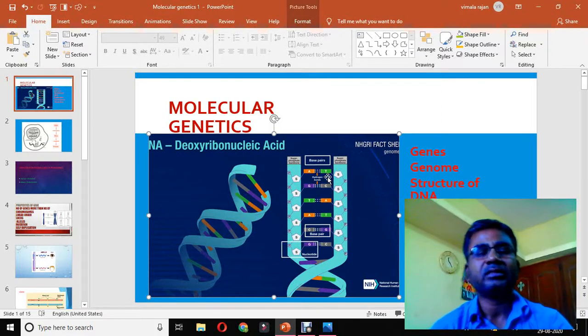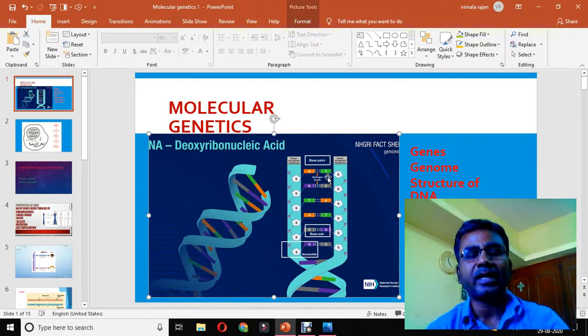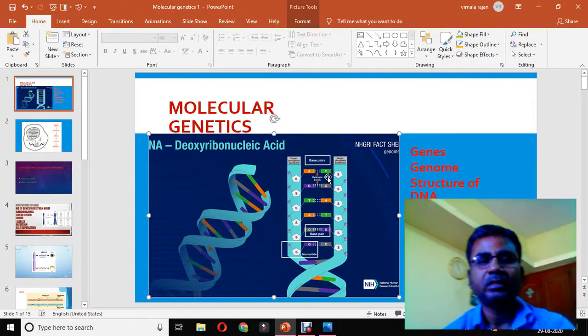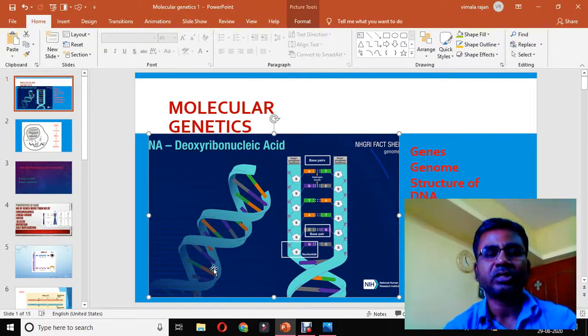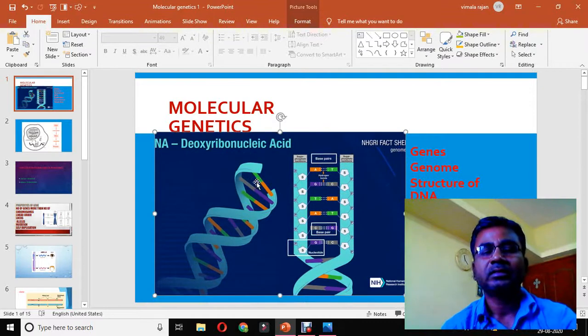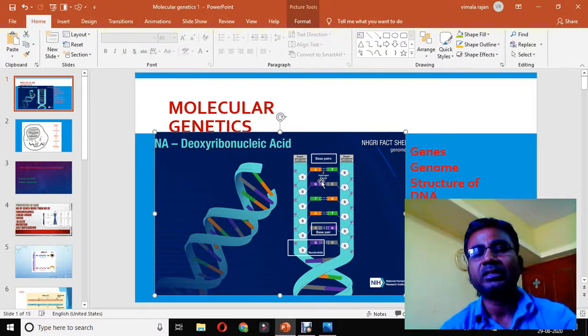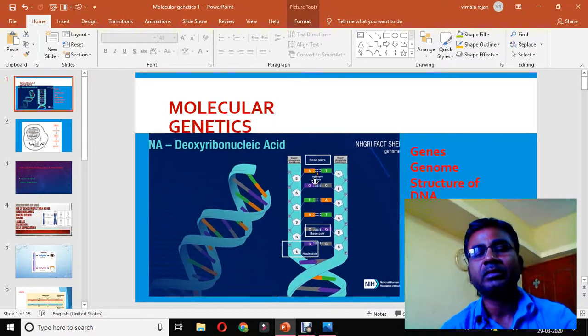What are the components, what are the elements, what are the atoms there in the nucleus? And this is the structure of the DNA, deoxyribonucleic acid. In that, you can see the elements. What are the components you can see in the diagram? Adenine, thymine, guanine, cytosine, then sugar molecule, phosphates. So these are all the components of DNA molecules.